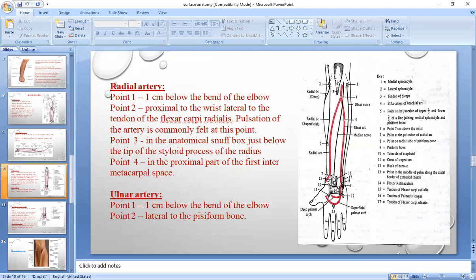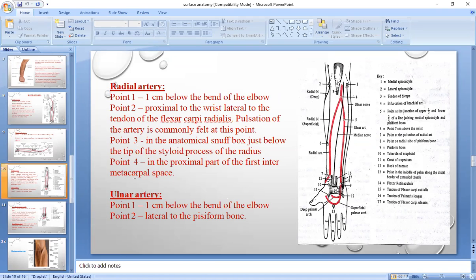that gives the course of the radial artery in the forearm. Then from here, put a third point in the anatomical snuffbox, just below the tip of the styloid process of the radius. Then the fourth point is in the proximal part of the first intermetacarpal space, otherwise called the space between the first dorsal interosseous. So these are the 4 points. If you mark and join them, you will get the entire course of the radial artery.